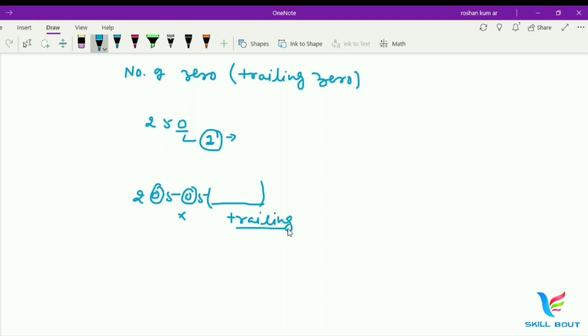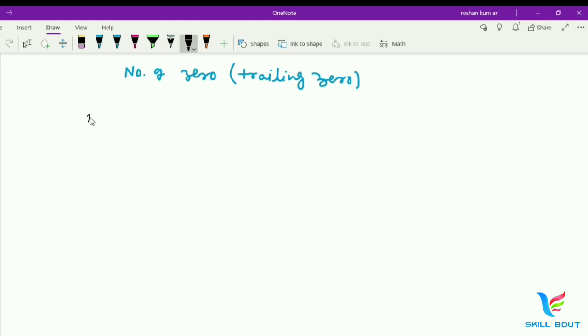Is that clear to every one of you? Whenever I talk about trailing zeros, understand that trailing zero means the zero which is coming at the end of the number. Next time I will not be using the term trailing zeros; I'll directly say number of zeros, and I'll talk about how many zeros there are in which kind of problem. Again, if you talk about the concept, generally the questions are based upon the BODMAS rule. I'll be taking you through the BODMAS rule concept.